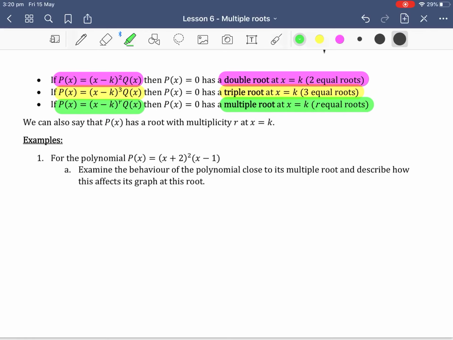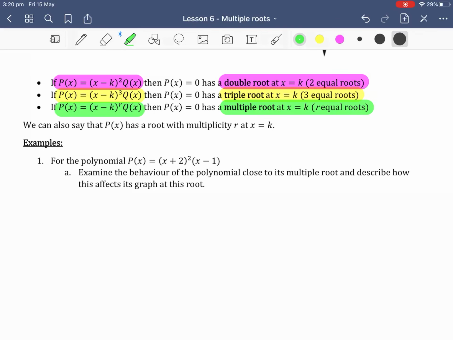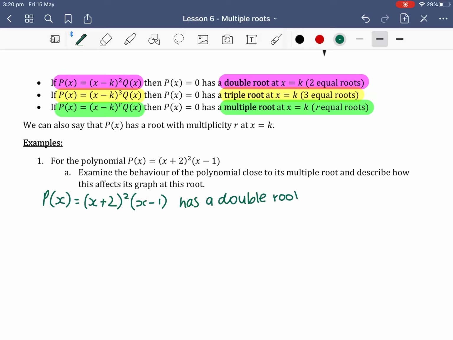Let's have a look at some examples. For the polynomial P(x) equals (x + 2) all squared times (x - 1), we want to first examine the behaviour of the polynomial close to its multiple root and describe how this affects its graph at this root. It has a double root due to the squared here, so it has a double root at x equals negative 2.